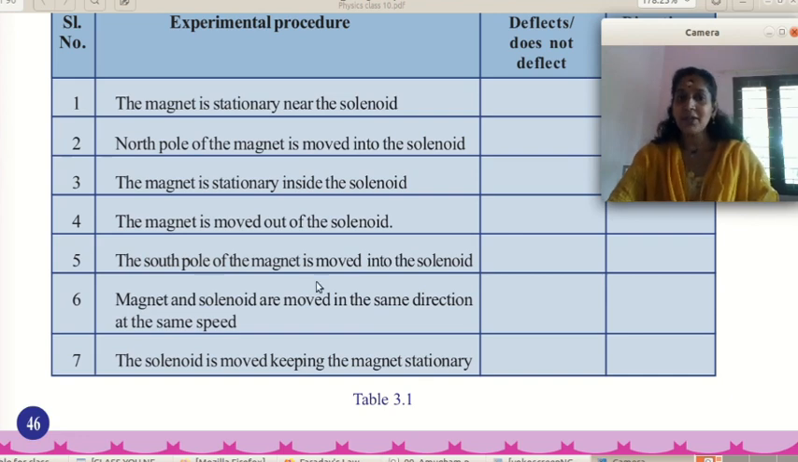The south pole of the magnet is moved into the solenoid. That time also the needle of the galvanometer deflects. That time also to the left.